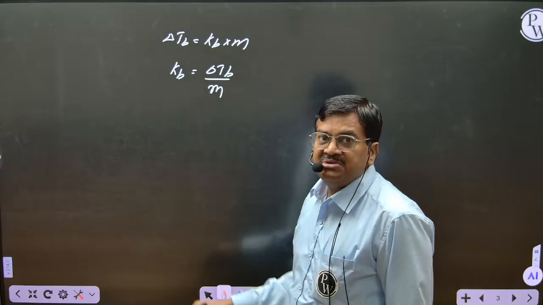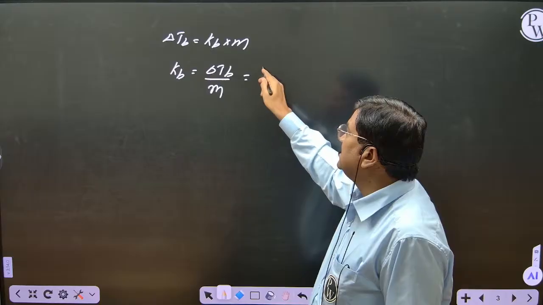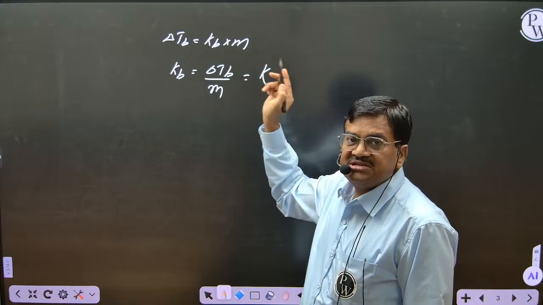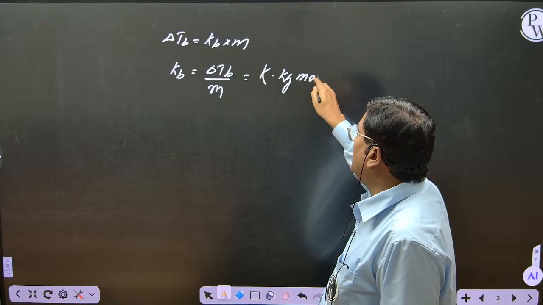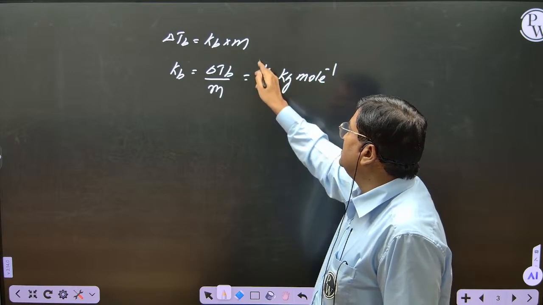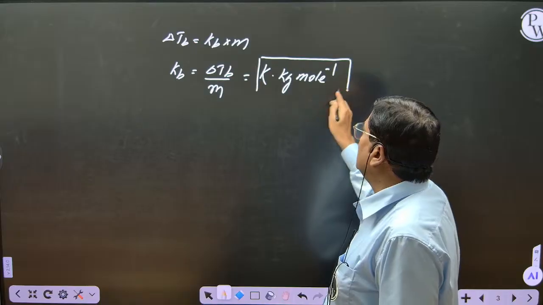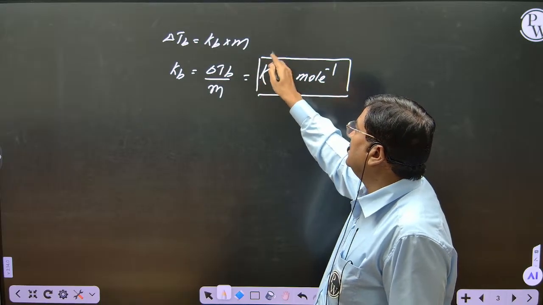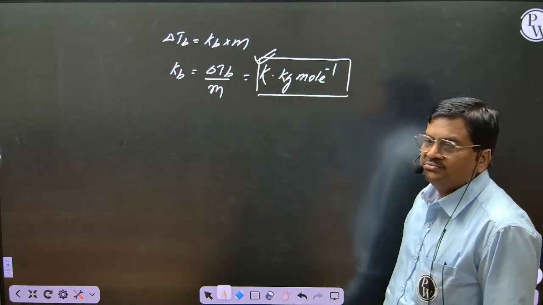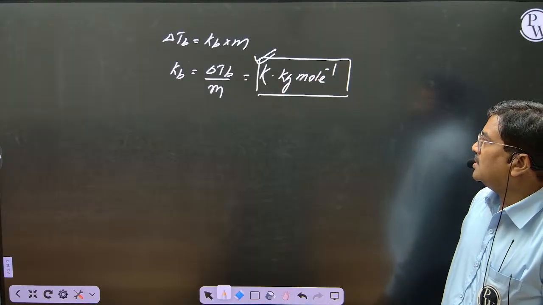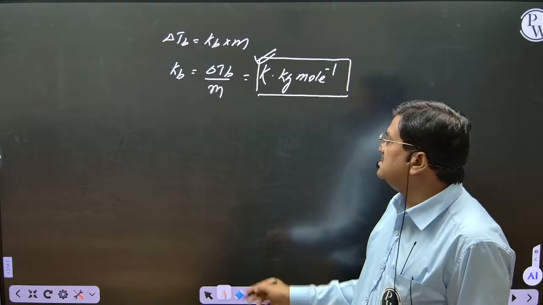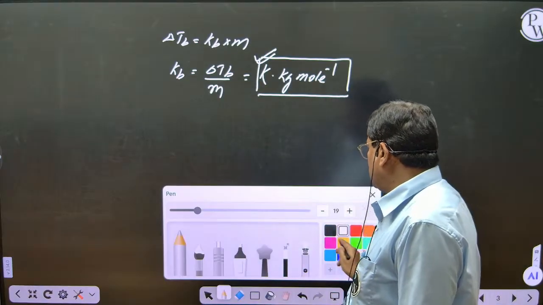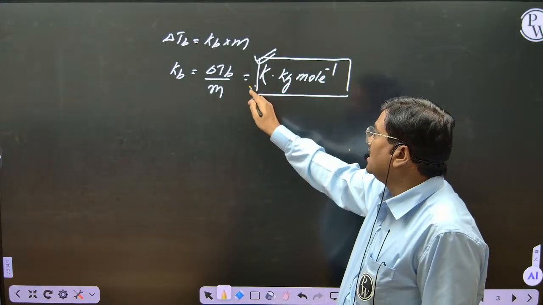That means what will be the unit for Kb if they ask? Kelvin. Temperature is measured in Kelvin, no? Kg per mole. You know the molality units. This will be the unit of Kb: Kelvin kg per mole. So the unit of Kb will be Kelvin kg per mole. This is important. Put a star mark. Unit of Kb. Clear, students?